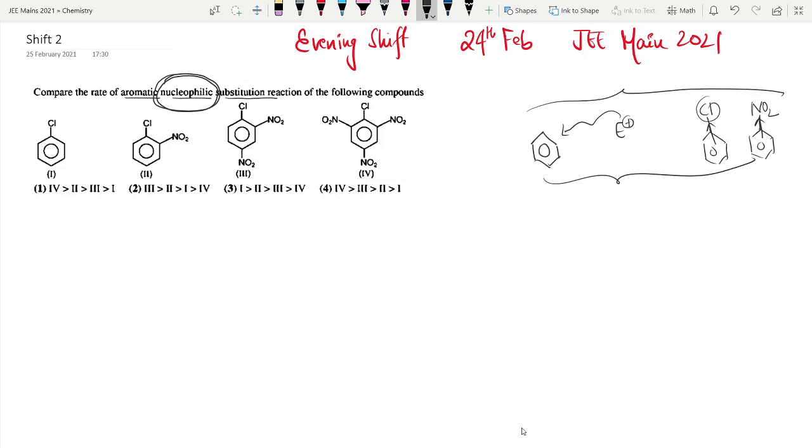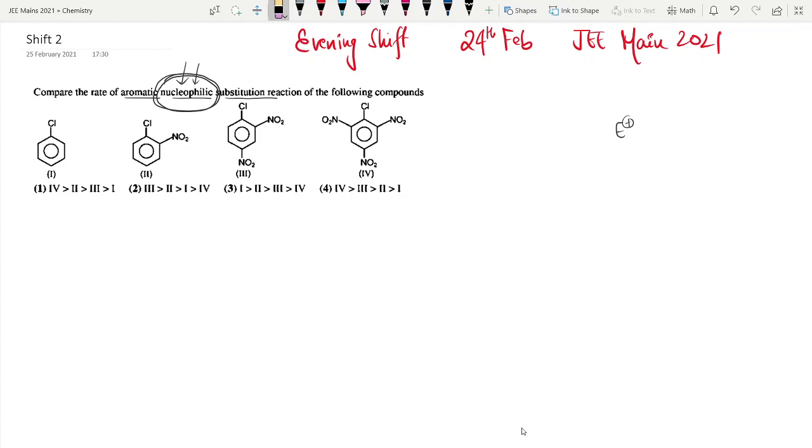So one might see that there are so many electron withdrawing groups, and then think the answer should be that this is the least activated ring. But no, this is nucleophilic. If this has happened with you, then my sympathies, but beware of the situation. Nucleophilic substitution.